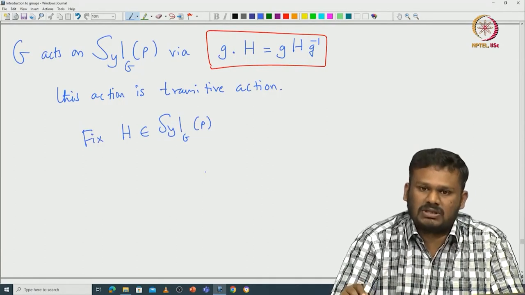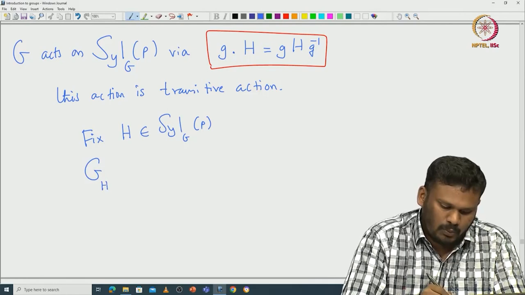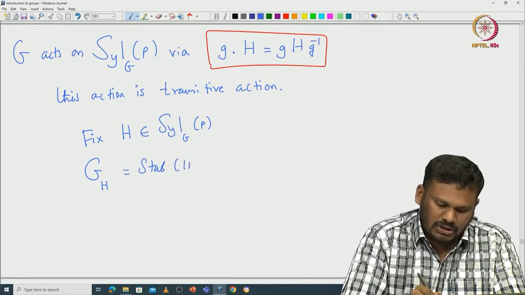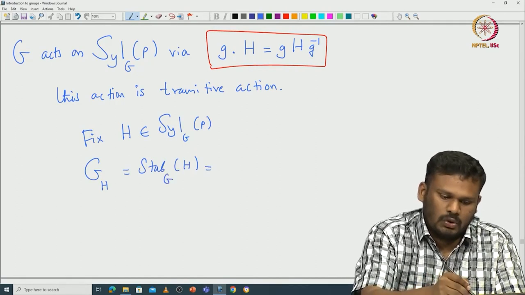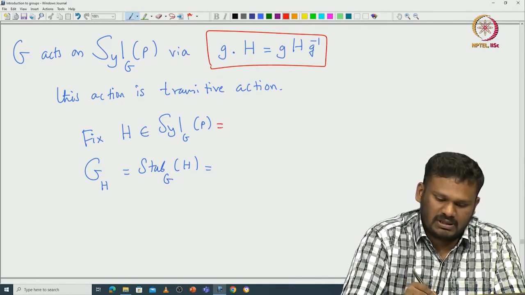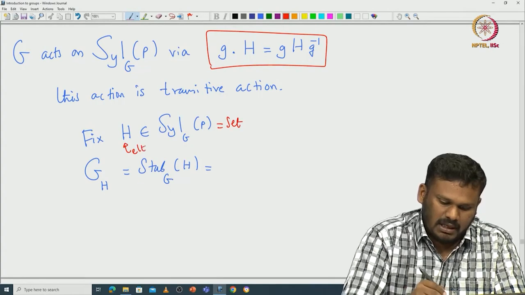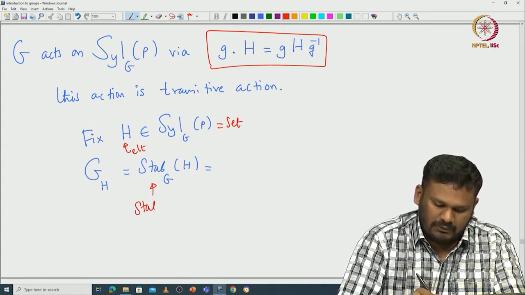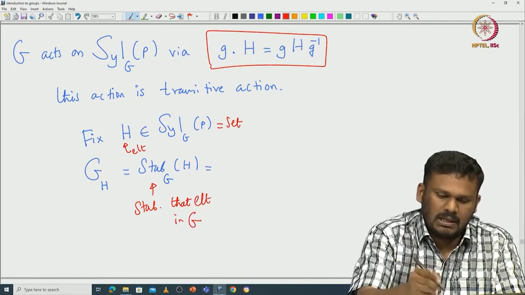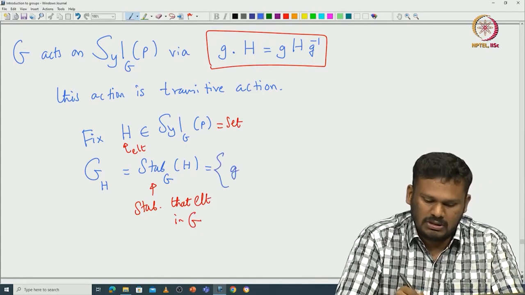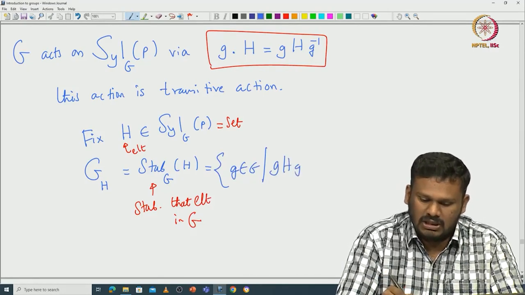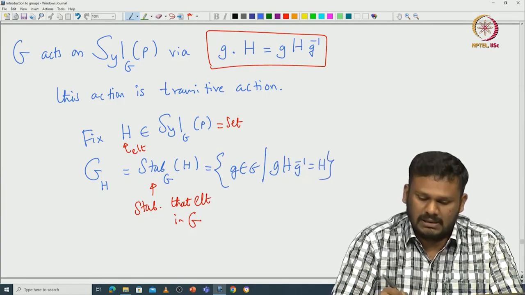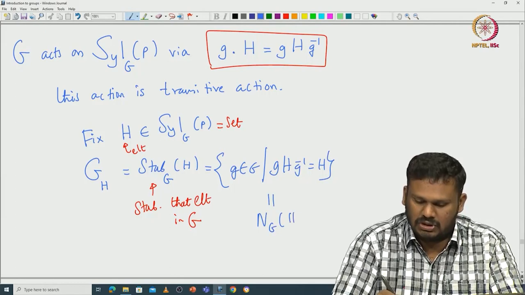So let's look at the subgroup of G that fixes H, the stabilizer of H inside G. I am treating H as an element, so your set is this, and I am looking at the stabilizer of that element in G. If you look at it, it is those g in G such that g dot H should be H. That means g H g inverse equals H. But that is nothing but the normalizer of H in G.